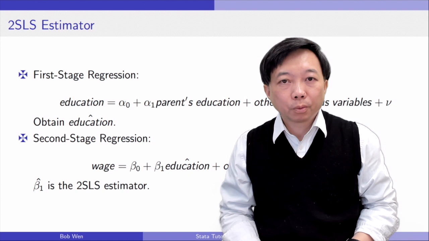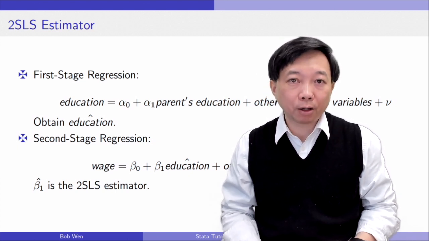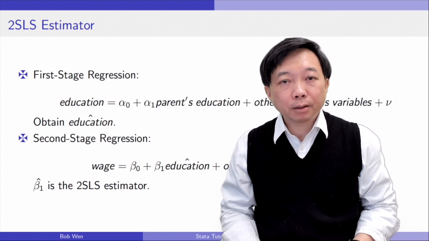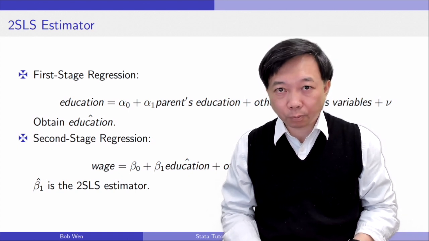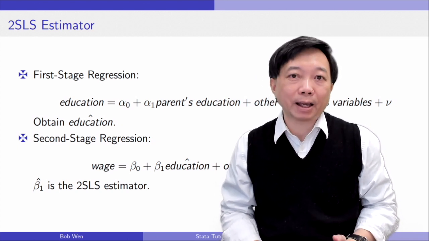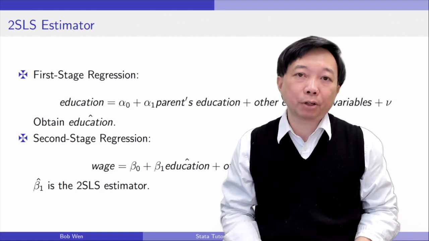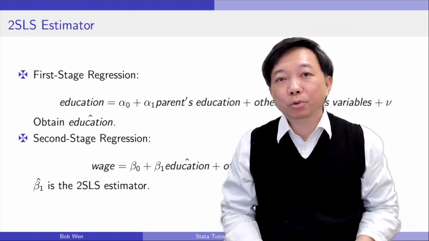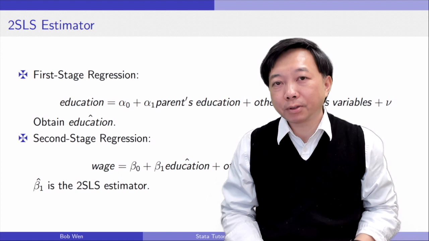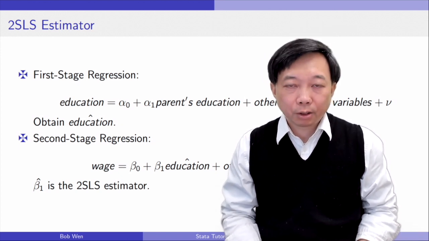As a result, when we replace education with its exogenous part of variation, it is no longer correlated with the error term. So the second stage regression gives us a consistent estimate of the return to education. The two-stage least squares estimator is a consistent estimator of the true parameter. We can prove it mathematically.